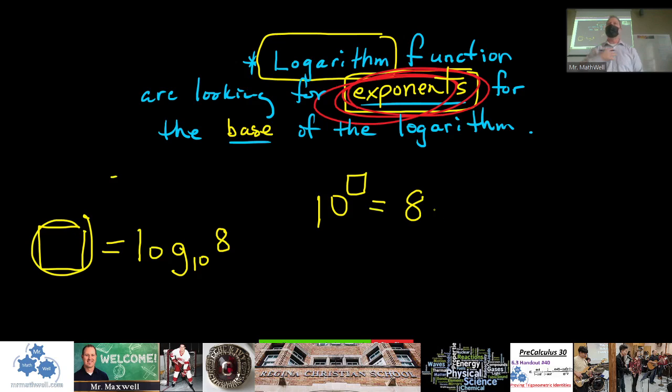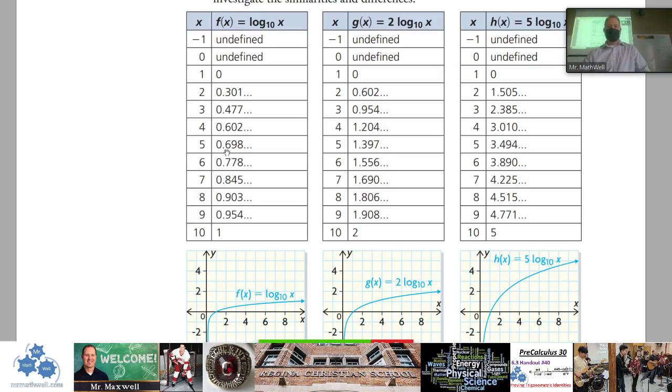So I like to think of logs in terms of exponential functions. That's how it's easiest for me. So this is what I do. I literally do this: 10 to the power of this equals this. So 10 to the power of what gives me what? Now, obviously 8 is going to be a little tricky, but let's just go back to our textbook.